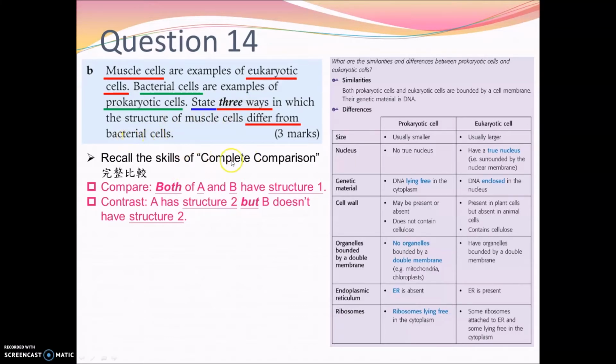One thing I would like to mention is the complete comparison: A has structure 2, but B doesn't have. For this part, compare, because this question is talking about the difference. So this time you don't need to talk about the similarity. Just focus on the difference, and that will be fine. You have the table in your book already. So please use complete sentences to do the complete comparison. I think part B is not that difficult at all.